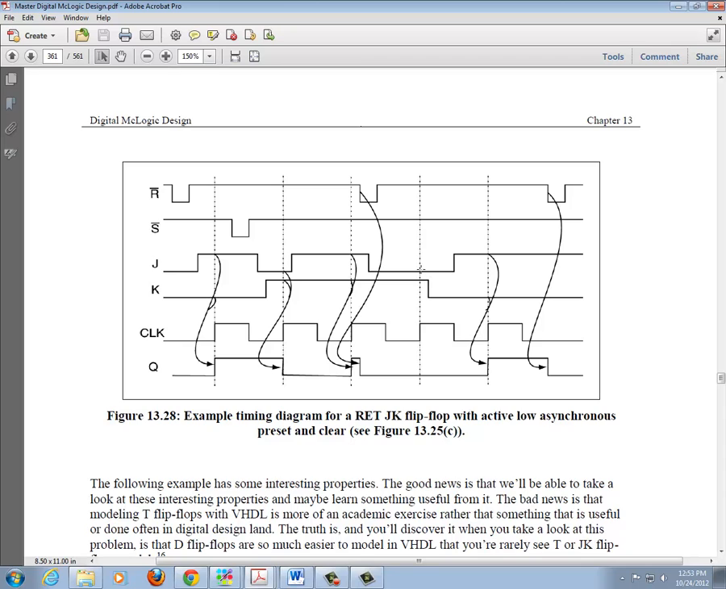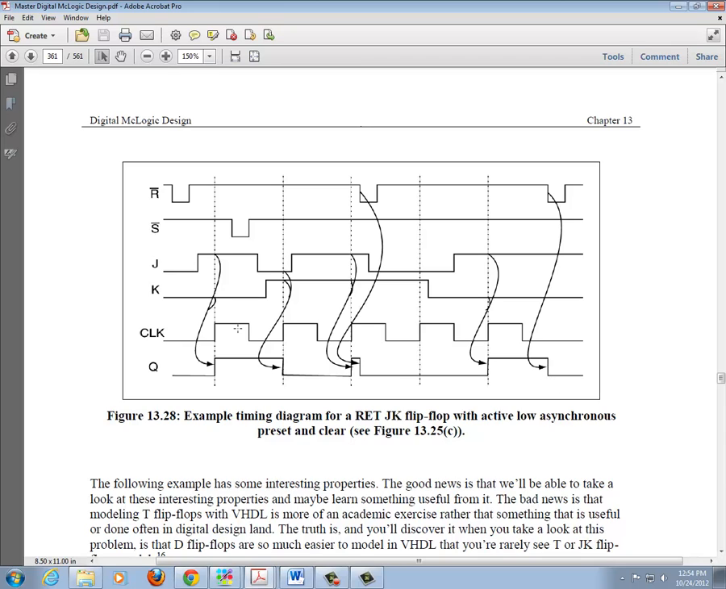At this edge, J is 0, K is 1, which is a clear condition, so it's 0, it stays 0. We'll move along to this next edge. J is a 1, K is a 0, and that's a set condition, so we move Q up to a 1. Then we have an asynchronous reset happening, and so we pull it down to 0.